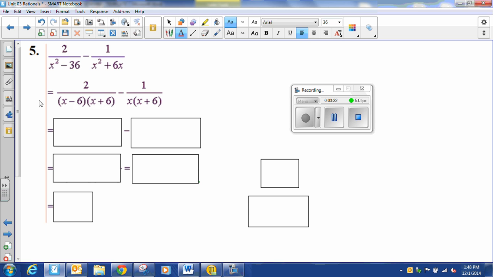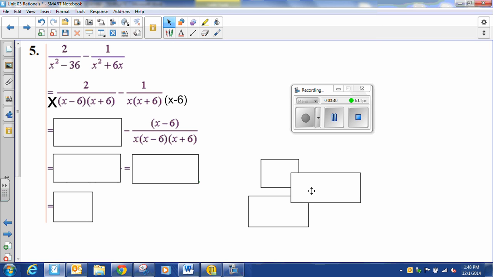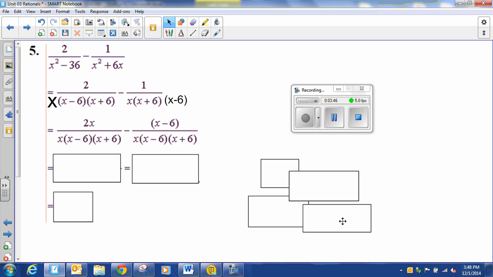that we're missing an x over here. And over on this fraction, we're missing an x minus 6. So remember, whatever you multiply to the denominator, you must multiply in the numerator. So x minus 6 times 1 is x minus 6, and x times 2 is 2x.